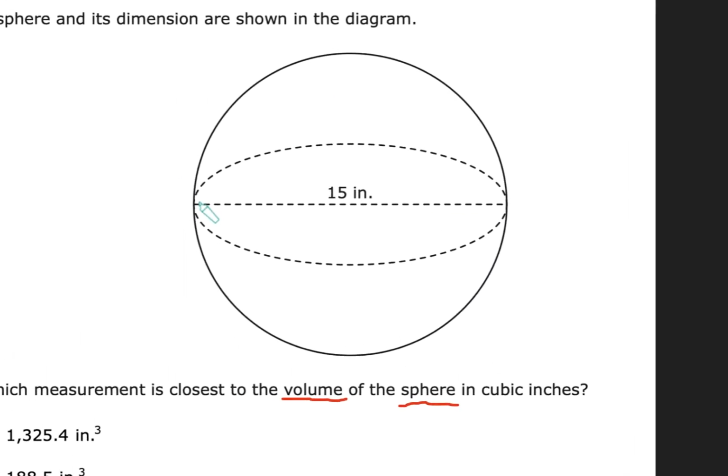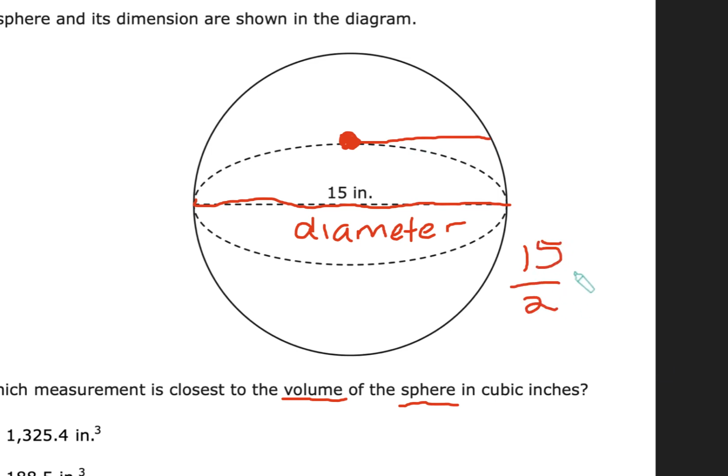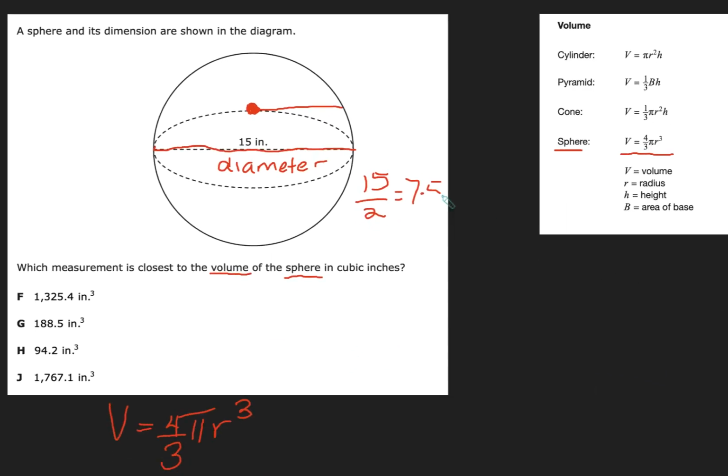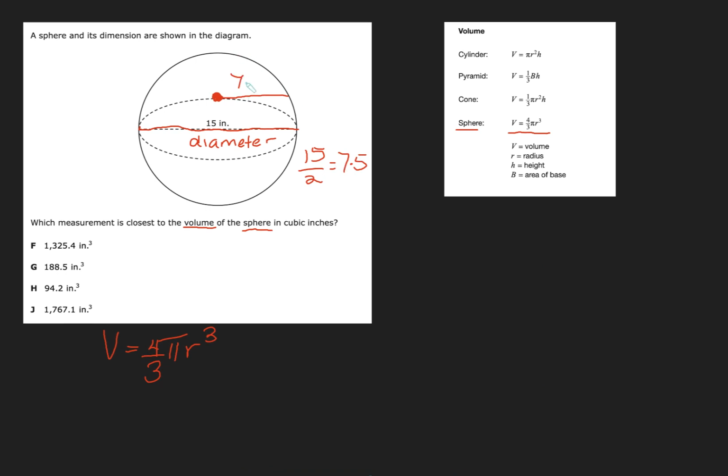Now, when you look at your problem right here, this line cuts your sphere in half. So that 15 is actually our diameter. It is not our radius. So in order to find our radius, we're going to have to divide that 15 by 2. Because remember, radius starts from the center and goes to the outskirts. So if I take 15 and divide it by 2, I get a value of 7.5. So here, this is 7.5 inches.